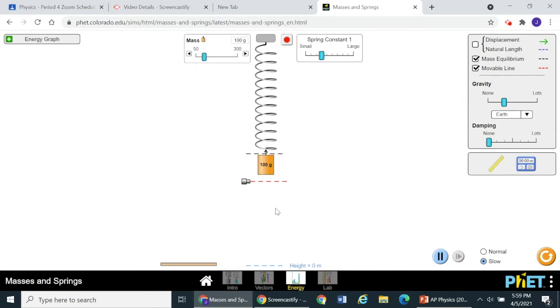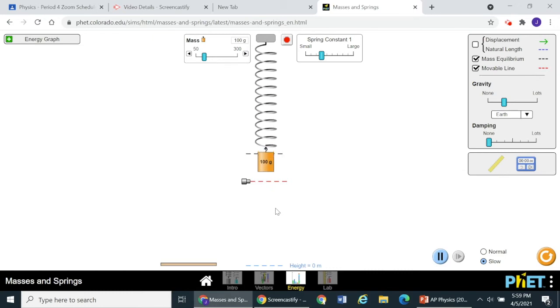It's very important to remember when we are talking about a spring block oscillator or an object experiencing simple harmonic motion, that when we're talking about the maximum displacement from the equilibrium position, we're talking about the amplitude.